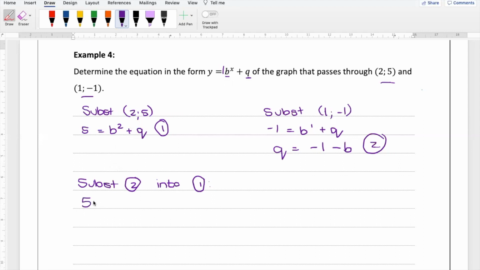So now I've got 5 is equal to b squared, and wherever I see a q, I'm going to replace it with minus 1 minus b. Okay, so if I simplify this, I'm going to get 5 is equal to b squared minus b minus 1. Let's bring everything over to one side. I'll get 0 is equal to b squared minus b minus 6.